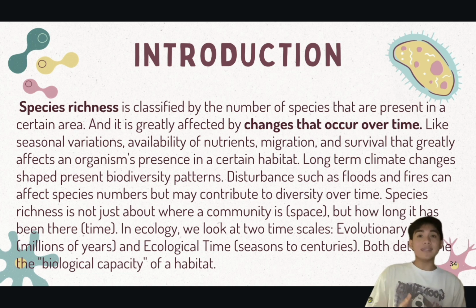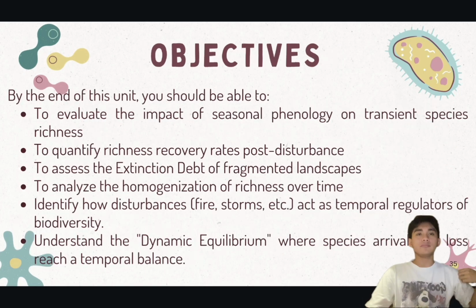Species richness is not just about the space of that certain community, but it is also how long it is, or the time. So in ecology, we look in two time scales, the evolutionary time and the ecological time, and both determine the biological capacity of a habitat.